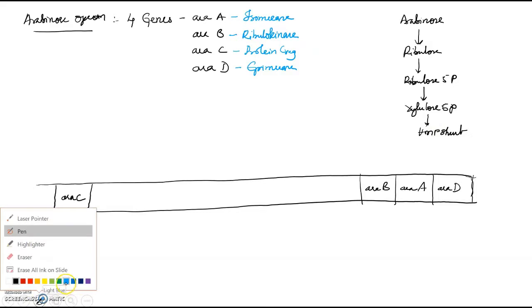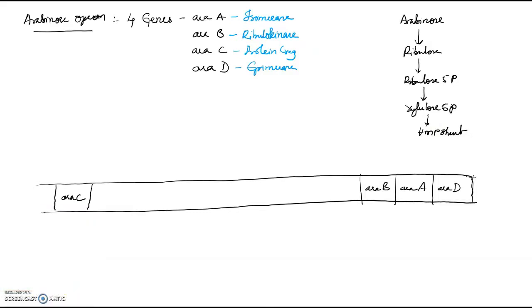Now what are the various enzymes required? Arabinose and ribulose are structural isomers. So an isomerase converts arabinose to ribulose. Ribulose takes in an ATP and forms ribulose 5-phosphate. So ribulokinase is the one which converts ribulose to ribulose 5-phosphate. Then ribulose and xylulose are epimers. So an epimerase will convert ribulose 5-phosphate to xylulose 5-phosphate.